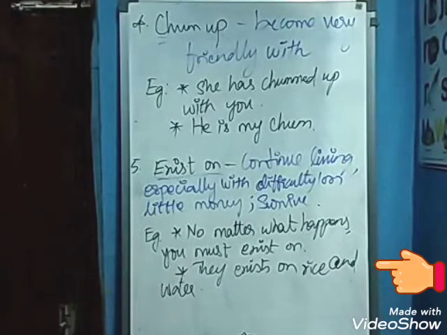So the example says, she has chummed up with you, which means she has become very friendly with you. She has chummed up, that's what it means. And he is my chum, which means he is my friend. Hey, he's my chum. It says he is my friend. And the last one is exist on, and the meaning is continue living, especially with difficulty or little money. And the other word precise is survive.